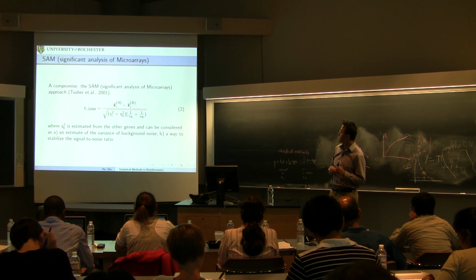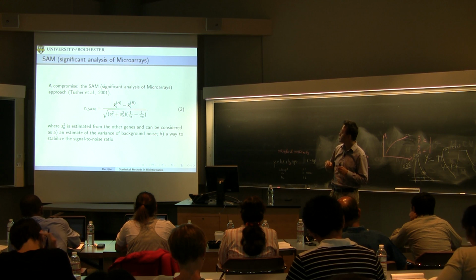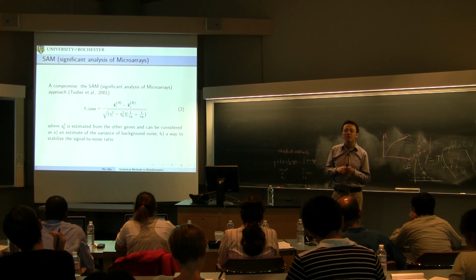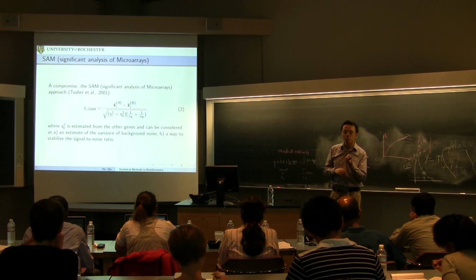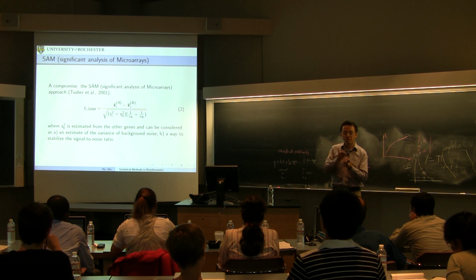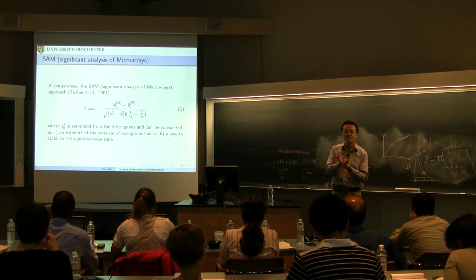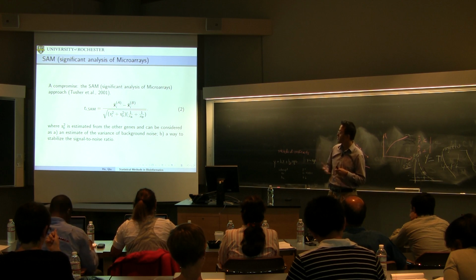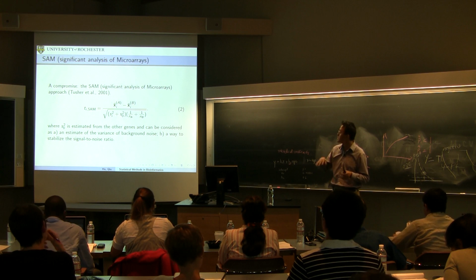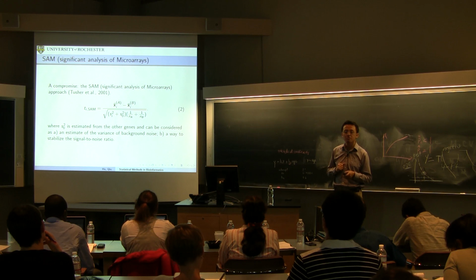To get rid of this effect, people try to introduce this S0. You can imagine, because this is a quotient, when your mean is very small, your variance is going to be small. So when you do the quotient, the variance is going to affect your T-statistic significantly. People try to avoid this, so they introduce this S0 so that they can stabilize the signal-to-noise ratio.